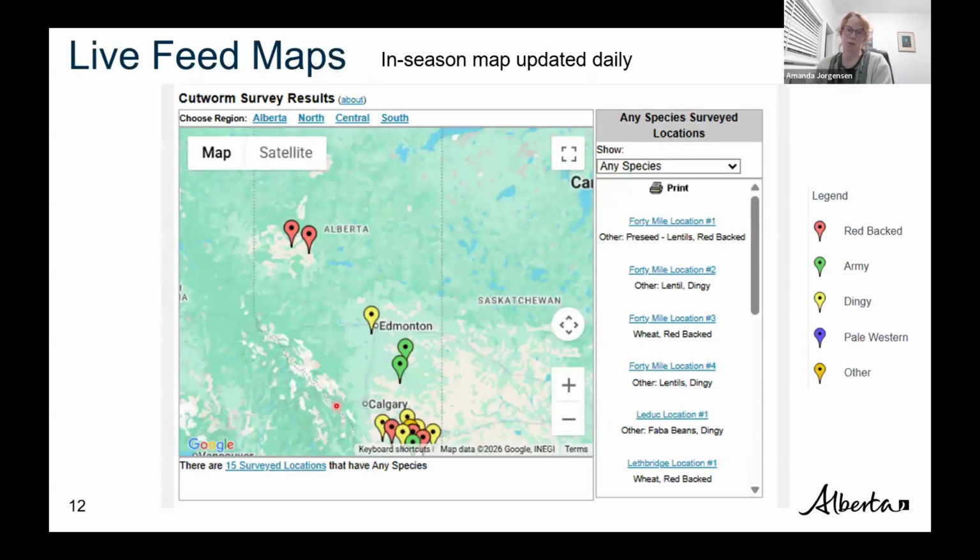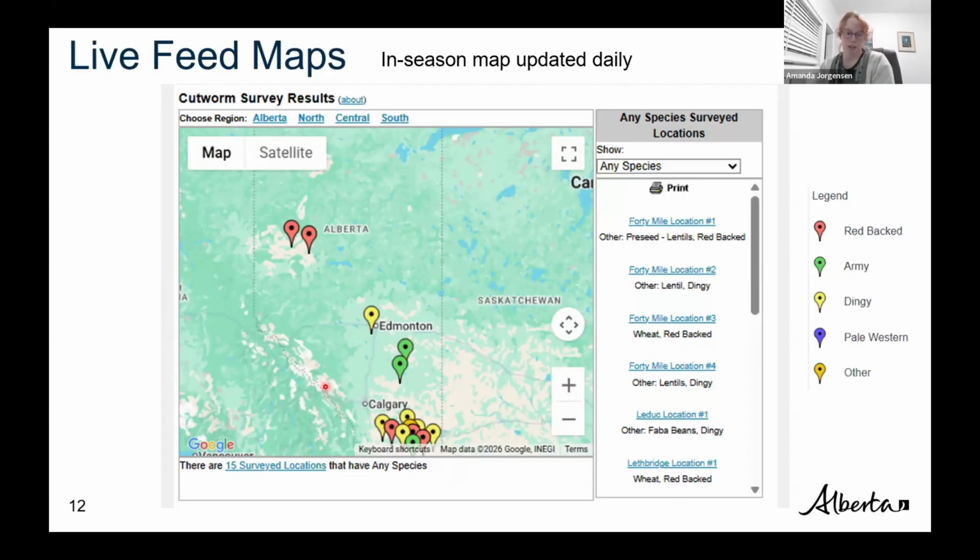And in season, all of those results get populated into a live map here that shows information about the general municipality, the blurred location, and what cutworm species we have had reported, as well as in what crop it was. And this is a great tool to check to get an idea about what cutworms are showing up in season as folks are doing that scouting. It gives us an idea of what areas are having issues.